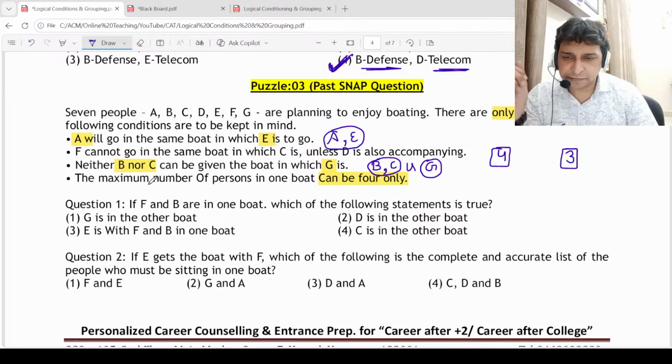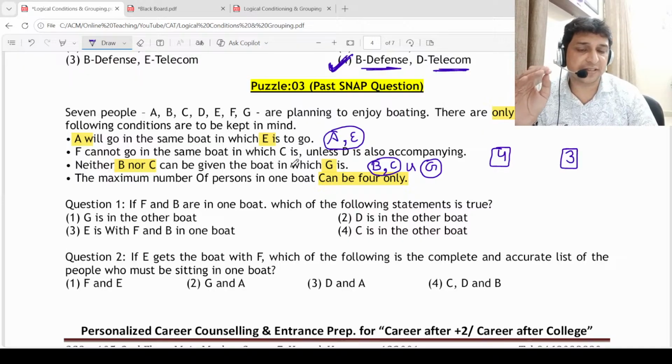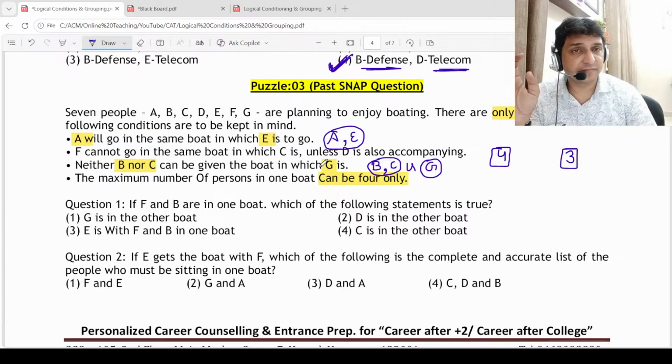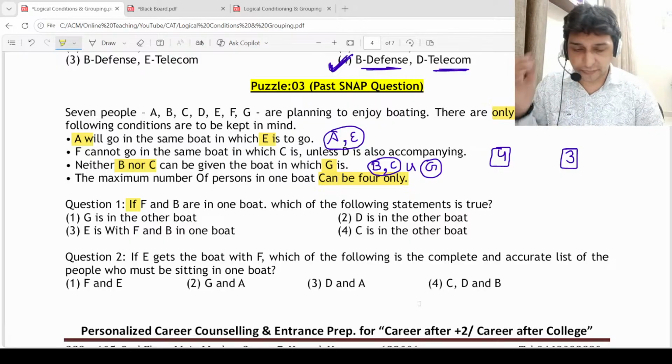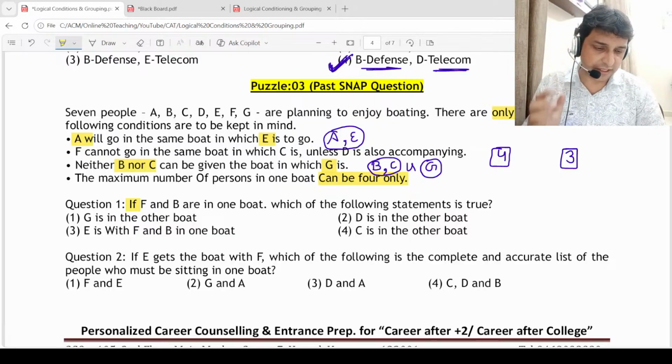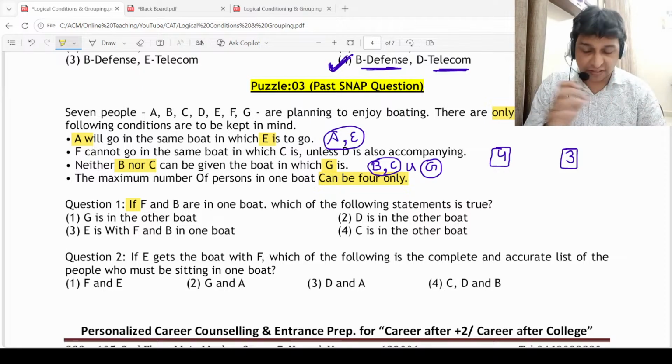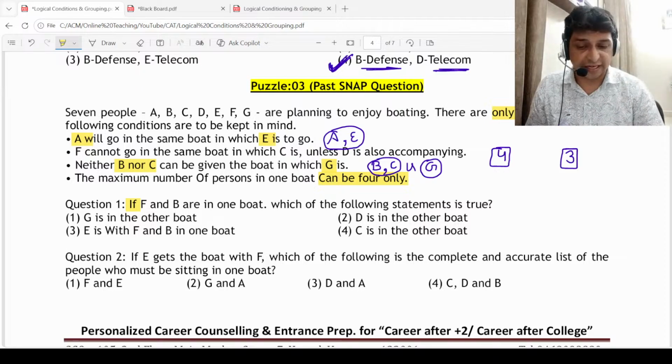Now they say F cannot go in the same boat in which C is unless D is also accompanying. This is the only line we are left with. So we are not aware right now about F and D. Now the questions on the basis of if. We need to go through these questions because, as you must be aware, if there is an if clause given in the question, that means there is a condition which we may get extra in that particular question.